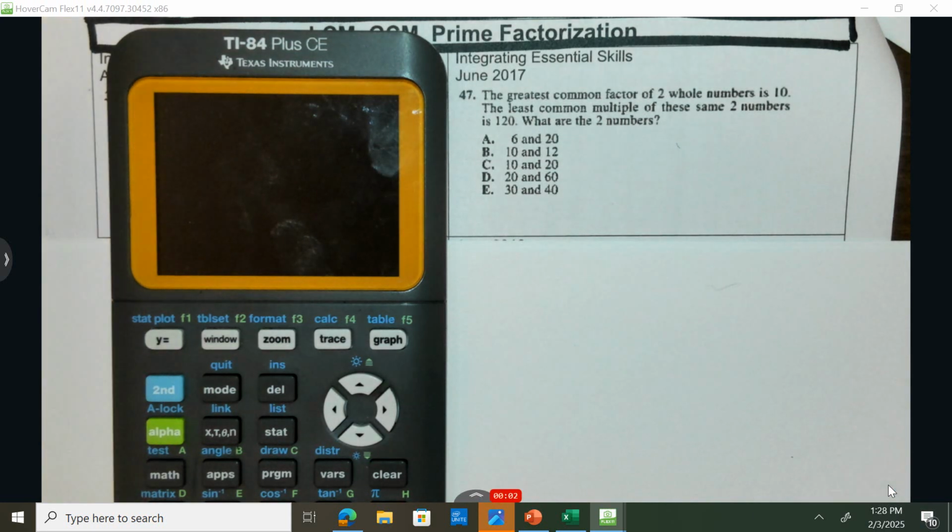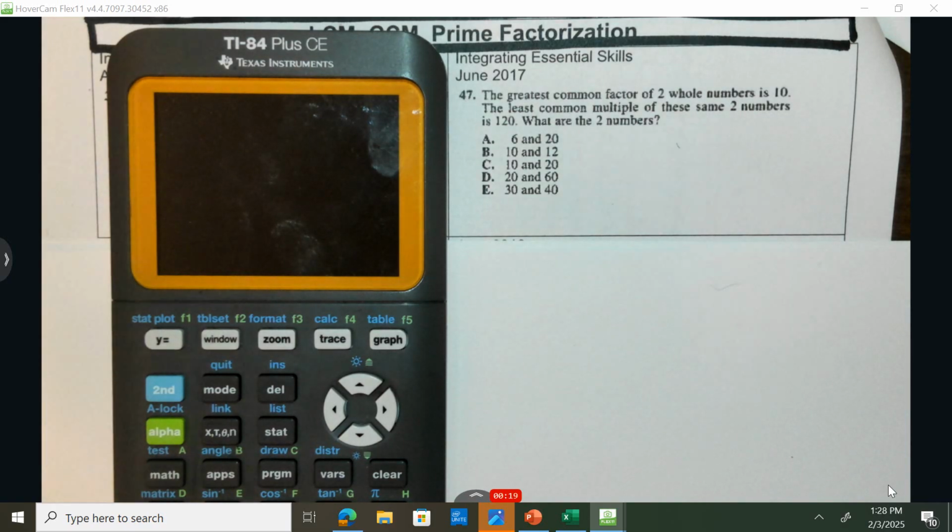The greatest common factor of two whole numbers is 10, and the least common multiple of the same two numbers is 120. What are the two numbers? It's really important to focus on this terminology. Let's start with the first statement. The greatest common factor of two whole numbers is 10.